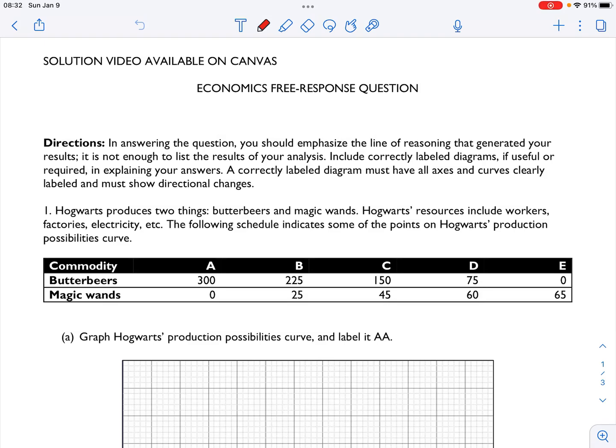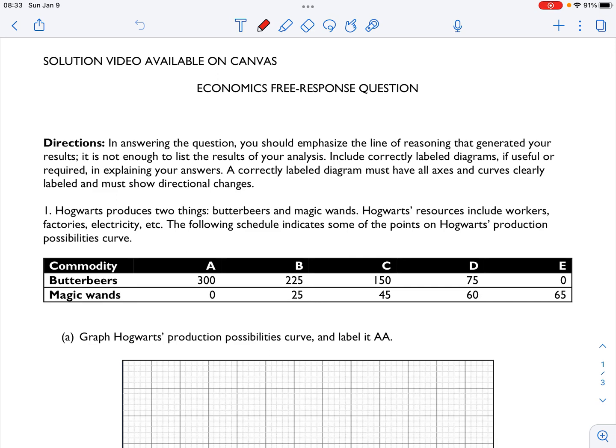Economics friends. What we're going to do in this video, as I think is obvious, is build a key and an answer for the Harry Potter themed practice FRQ covering production possibilities curves. And then you'll be able to use this particular set of processes to hopefully solve the other practice FRQs over PPCs.